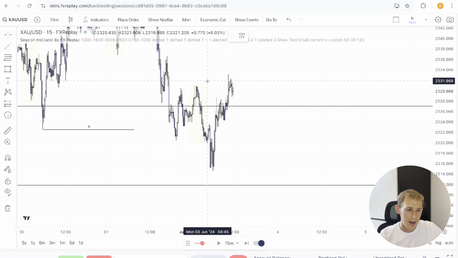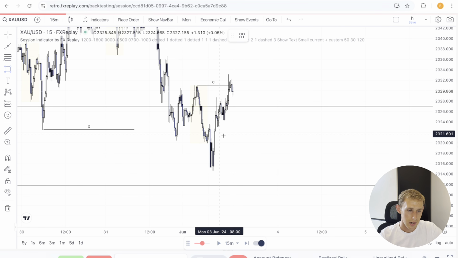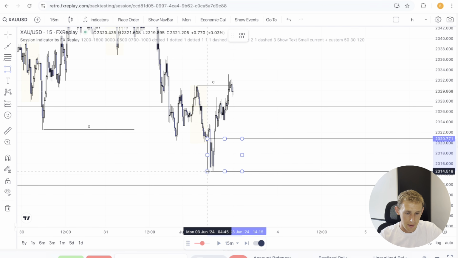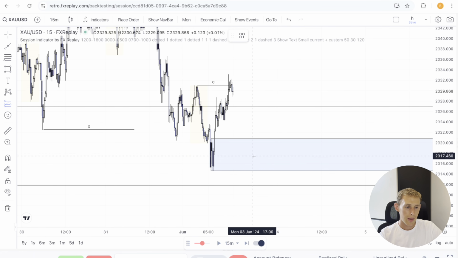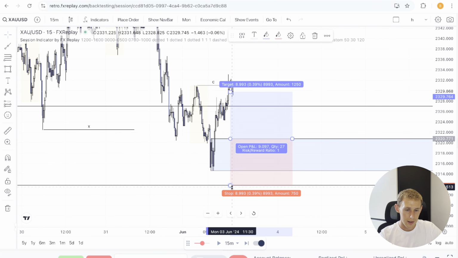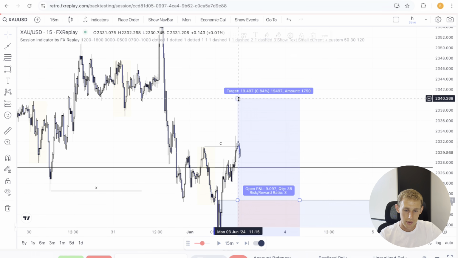Actually, yeah, maybe here. We've had a very obvious change of character now, as you guys can see. Came down one more time. We had this very impulsive change of character, and price has now left this area of imbalanced demand. So I'm going to set my limit on this, and we'll see how this goes. If it's a loss, it's a loss. I'm happy to take this because it's a valid trade. So yeah, let's see how this goes.